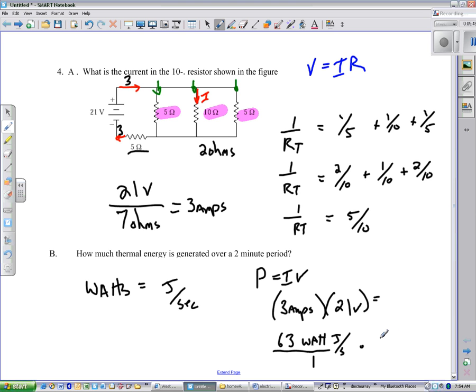And so 2 minutes is 120 seconds. If we multiply the 63 watts by 120 seconds, we'll get 7560. And really, we think about sig figs, I guess technically we only have one sig fig, right? And so really, if it's 7560 joules, we want to make that significant digits, we have to call that 8,000 joules.